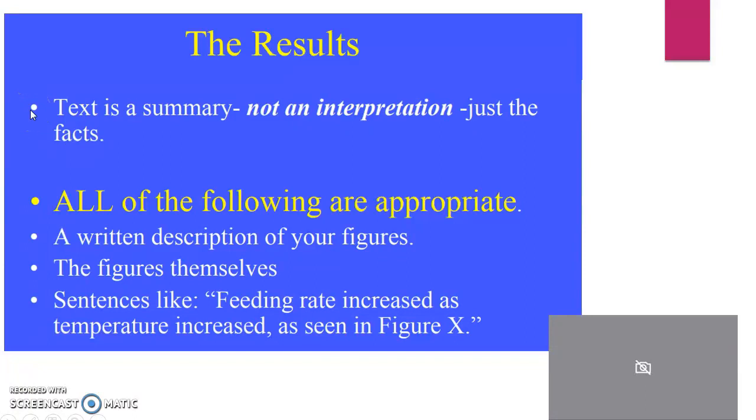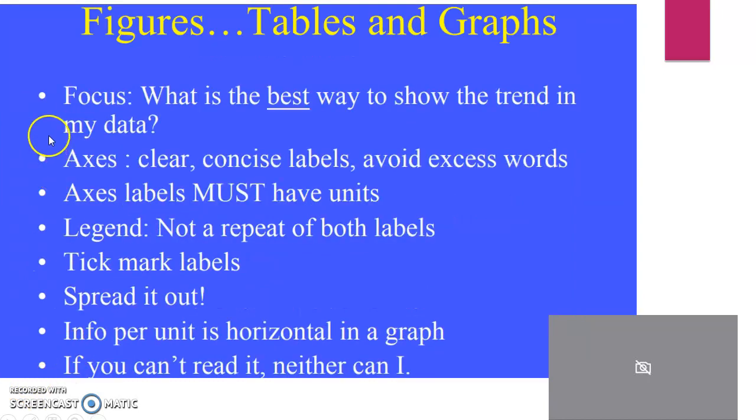In the results, text is a summary. It's not an interpretation. We want just the facts in the results, okay? All of the following are appropriate in your results section: a written description of your figures, the figures themselves, and sentences like, feeding rate increased as temperature increased, as seen in figure X. That would be a good example. Figures, so tables and graphs. So focus: what is the best way to show the trend in your data?